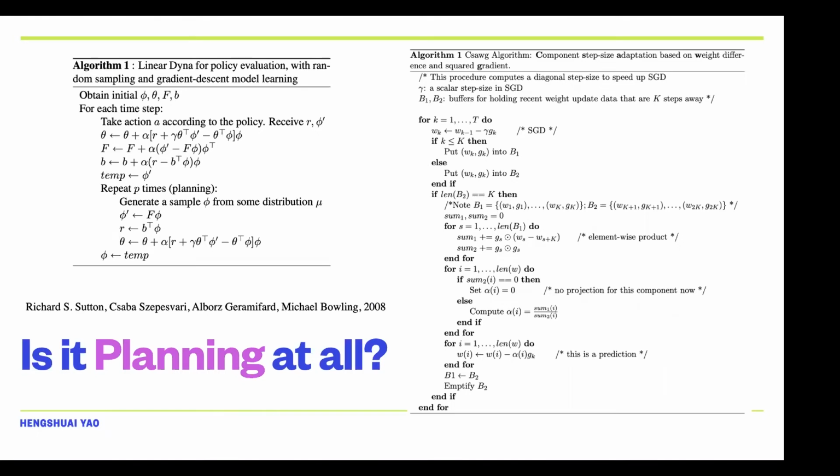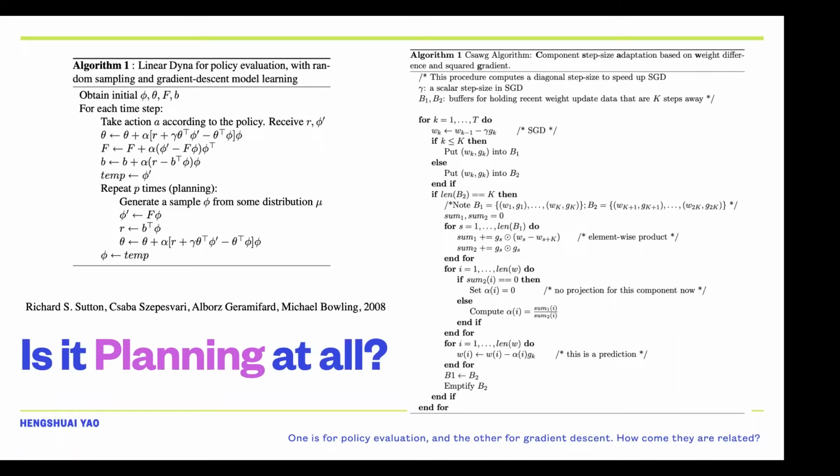But here, linear Dyna is for policy evaluation and Chug is for gradient descent. How are they related? How come in gradient descent you have a new word, planning? No one has used planning, this word or these techniques, in gradient descent. So what exactly is the meaning of planning here?